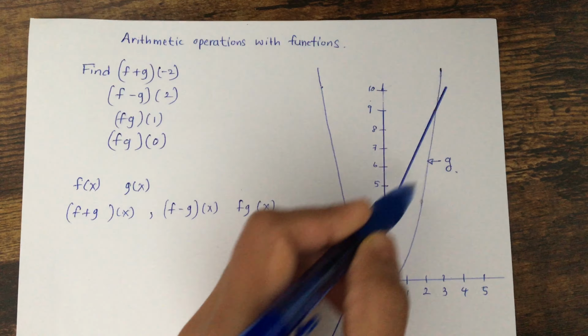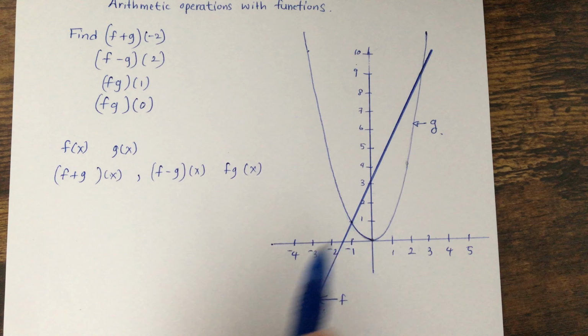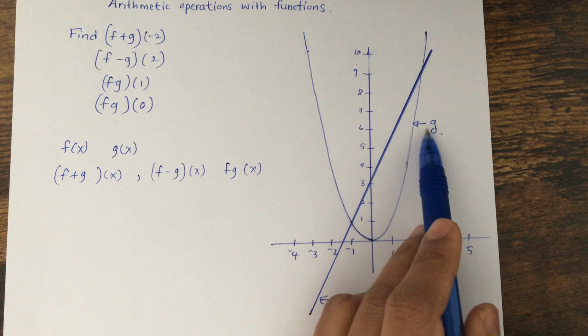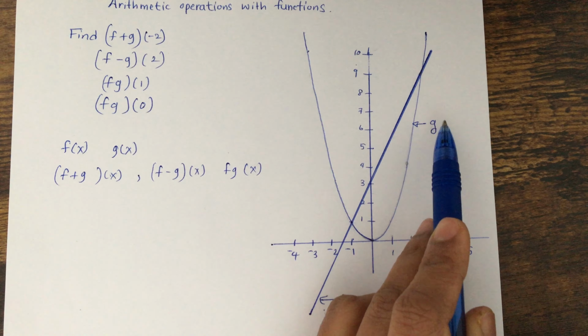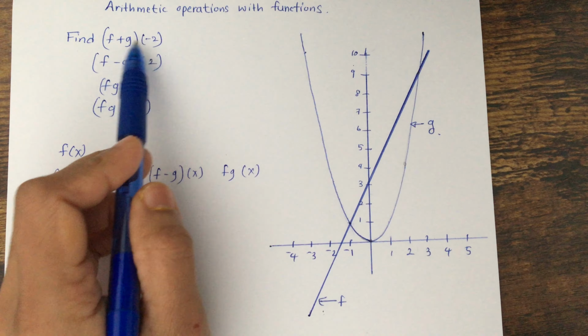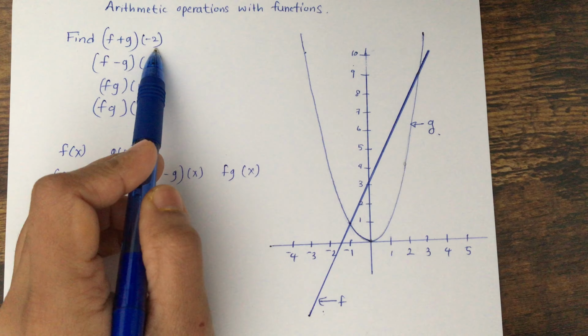One is a linear function, which is the f function, and as you can see, there's a parabola here, so it is the g function. Okay, so we are going to calculate these values. So we have to add two functions and find the value at -2, right?